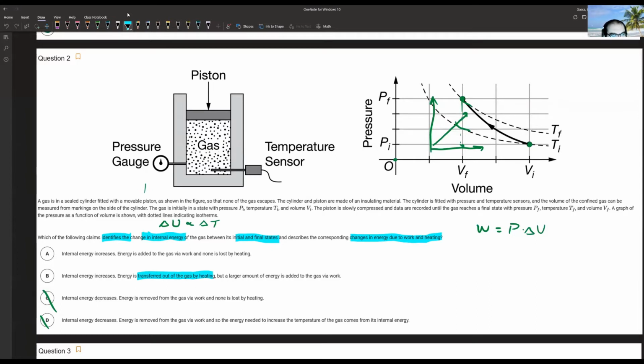Well, the important thing for us to understand is that this piston here is made out of an insulating material, which means that no energy will be transferred by heating. So insulated equals no energy transfer by heat transfer.